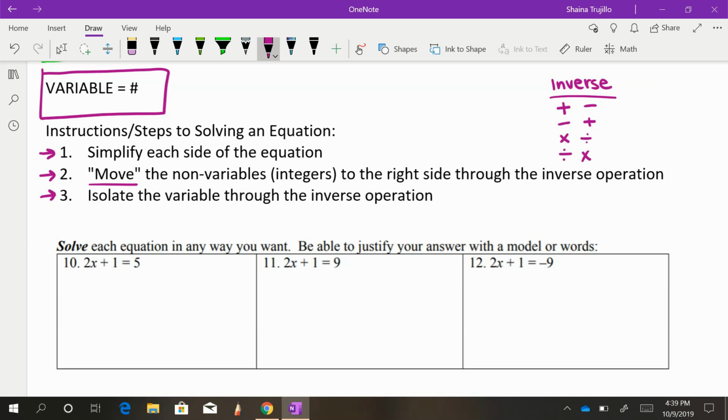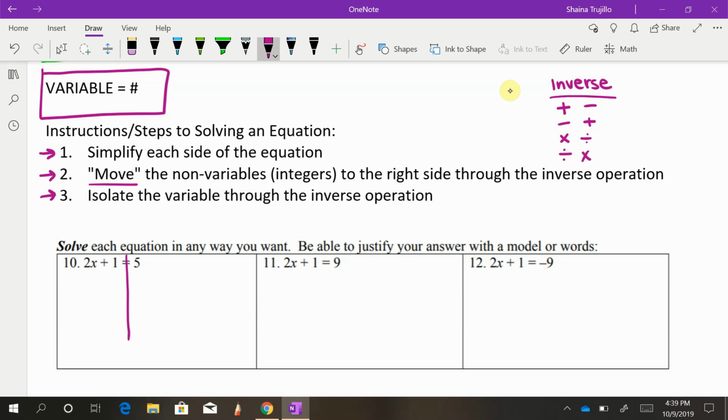So let me show you what this looks like. I have 2x plus 1 equals 5. I am going to draw a line down from the equal sign. I just do this so that I remember what I do to one side, I have to do to the other.